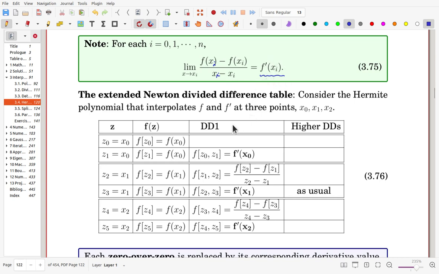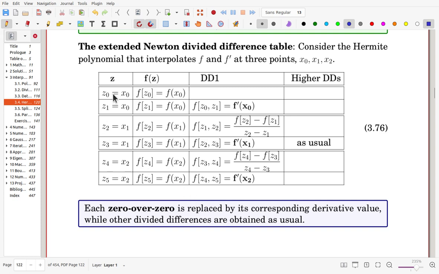Let's see here. If we try to use Newton's divided difference technique, then for the new sequence of z values, there are 3 points right now, x0, x1, x2 for this example, and the function values and derivative values are given for these 3 points. Now for the new point sequence, we have z notations. z0, z1 are the same as x0, and z2, z3 are the same as x1, and z4, z5 are the same as x2. So we have blocks here, 3 blocks.